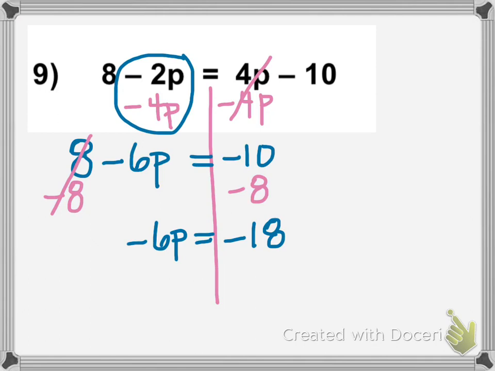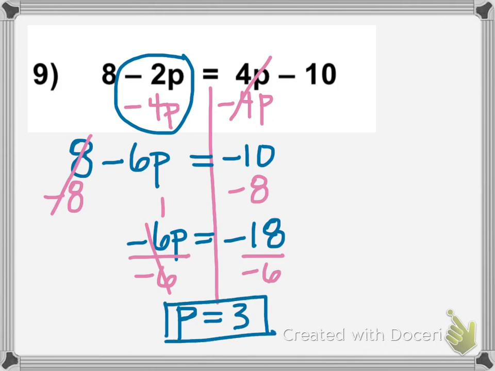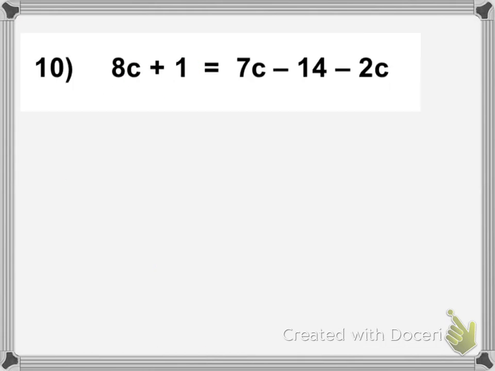Last step, get rid of that negative 6 coefficient. I'm going to get rid of it by dividing both sides by negative 6. When I divide negative 6 by negative 6, I get positive 1. 1 times p is p. And on the right, negative 18 divided by negative 6 is a positive 3. There's my solution.